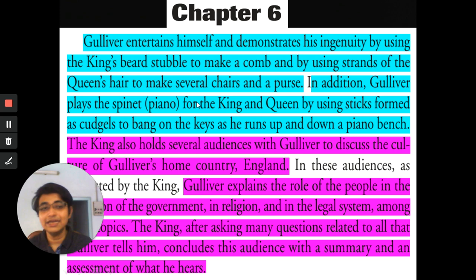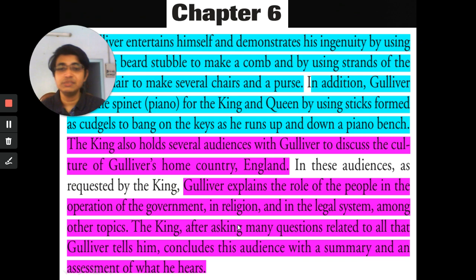The king also holds several audiences with Gulliver to discuss the culture of Gulliver's home country. So the king here will organize various short cultural sessions, various short discussion sessions regarding Gulliver's home country, England. And in these audiences, as requested by the King, Gulliver explains the role of the people in the operation of the government, in religion, and in the legal system, among other topics.